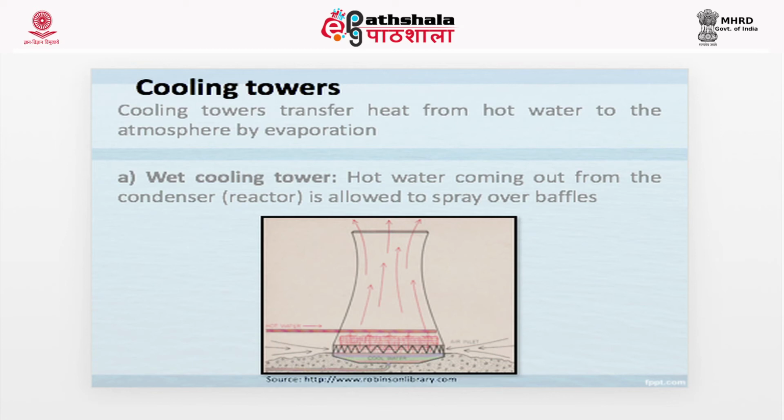In a cooling tower setup, most of the absorbed heat is removed via evaporation process and is dissipated into the atmosphere. The cooling towers may be of two types, that is wet cooling tower and dry cooling tower. In wet cooling tower, hot water coming out from the condenser or reactor is allowed to spray over baffles, and the cool air with high velocity is passed from the sides, which takes away the heat and cools down the water.